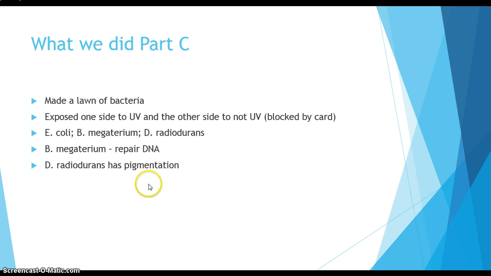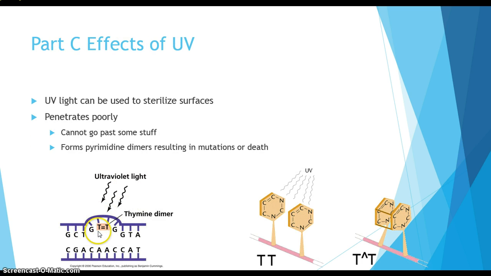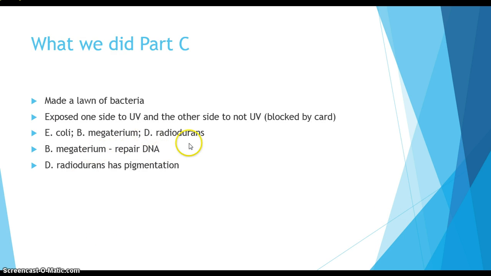So the amount of mutations that are forming right here is almost equal to the amount of repairs that form right here. And so UV light does not affect the growth as much as it would something like our control, E. coli. And Deinococcus radiodurans has pigmentation.